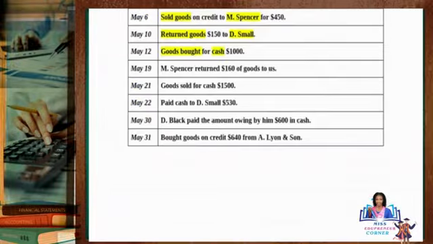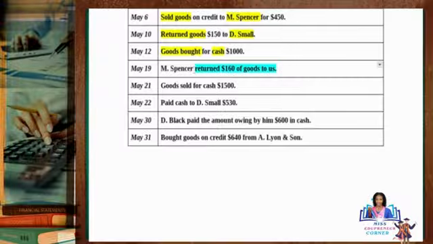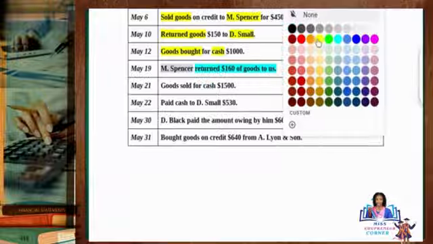Then on May 19, M. Spencer returned $160 of goods to us. So here a customer is returning goods valued at $160 to the firm. So that's return inwards because the customer is bringing it back to the firm. So right here, this would be return inwards. And the other account affected in that transaction would be M. Spencer, so the customer as well as return inwards.